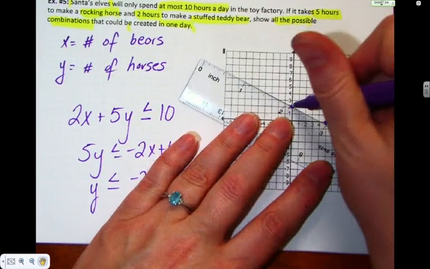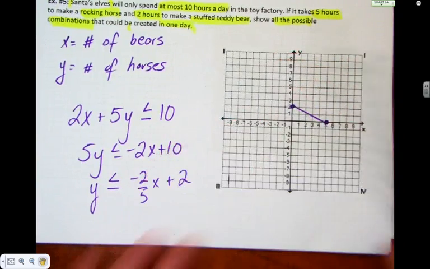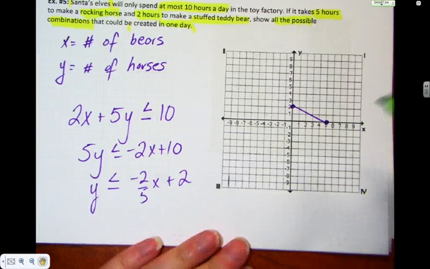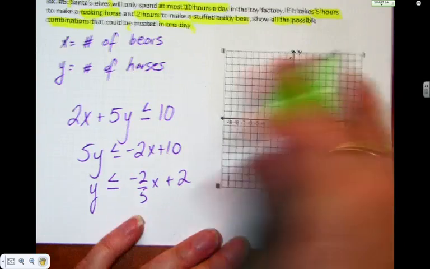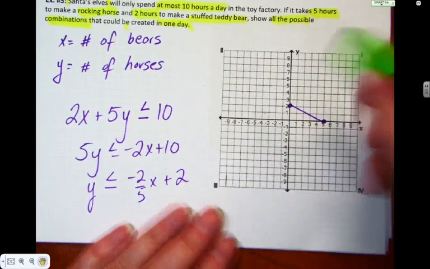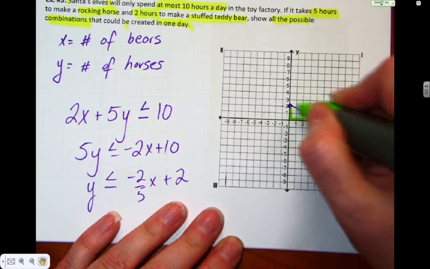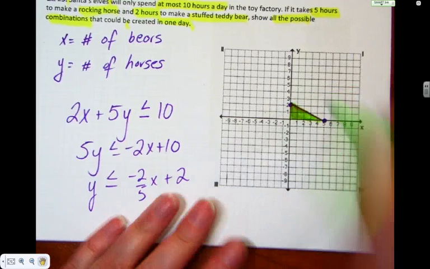Why solid? So could they spend 10 hours exactly? Yes. Why did I not extend my line? If you did, that's fine. I looked ahead and said, well, I know it can't be negative, so I didn't extend. Where are we going to shade? All of below? It would be hard to make negative bears.